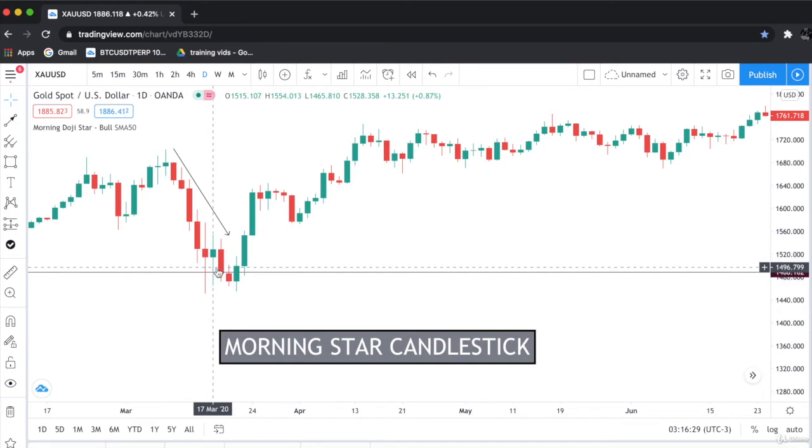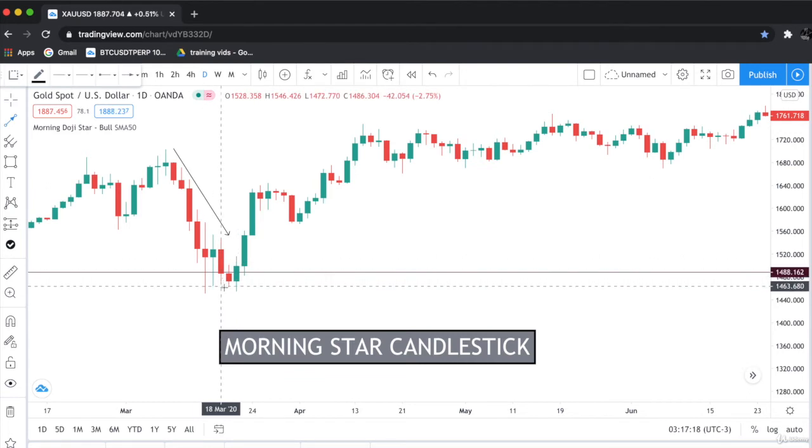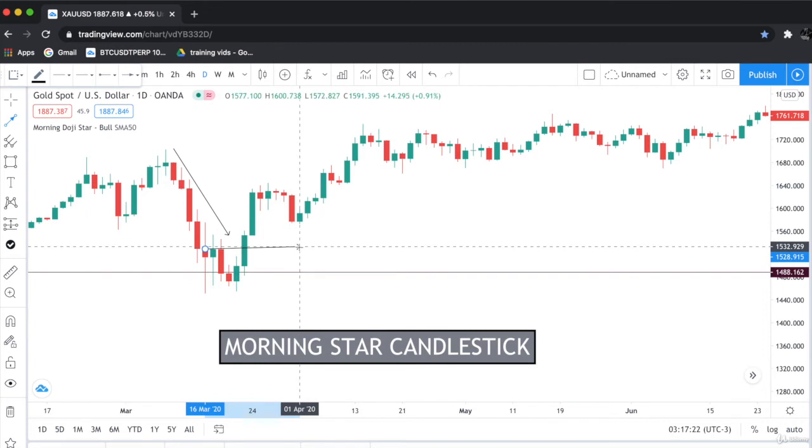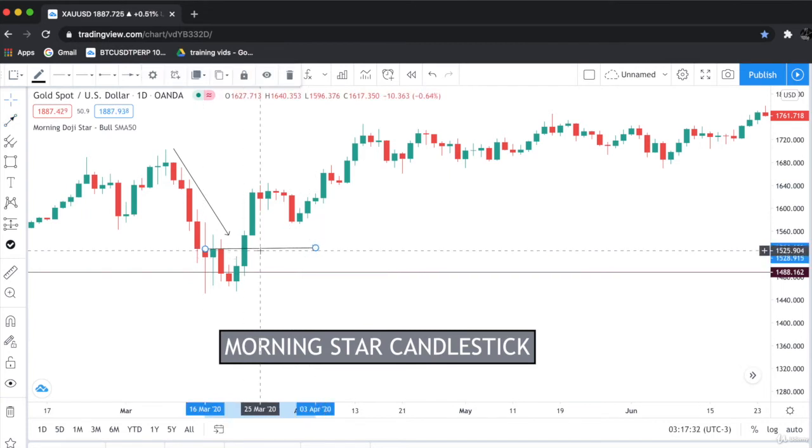And the third candle is bullish, as you can see. This is the third bullish candle. This would be our entry point when the price breaks the open of the bearish candle.